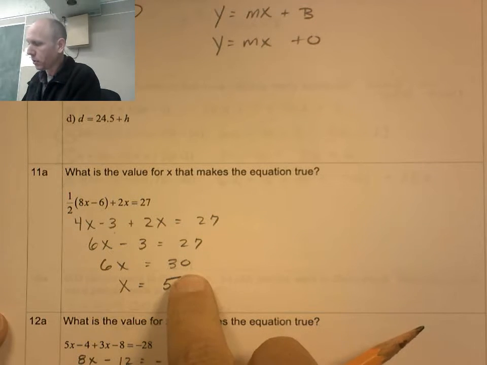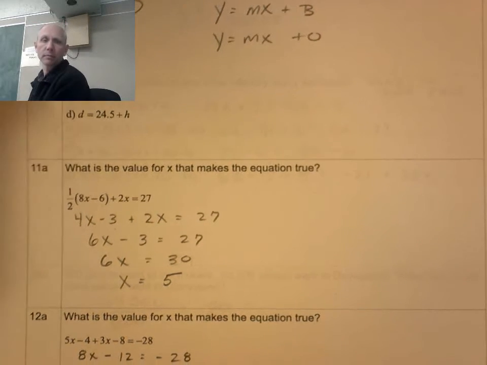Adding 3 to both sides becomes a 30. Dividing both sides by 6 becomes a 5. Rainbow poster.